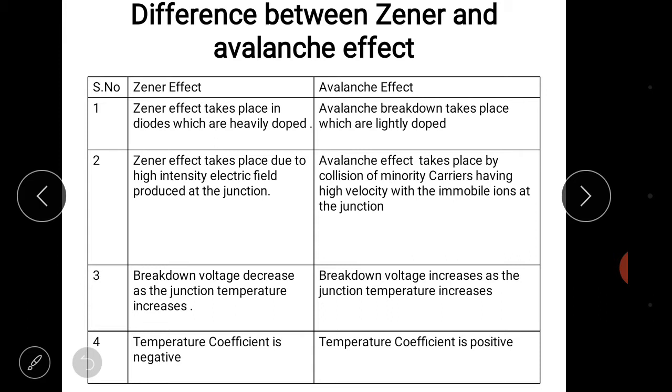Breakdown voltage decreases as the junction temperature increases in case of the Zener effect, but in case of the avalanche effect, breakdown voltage increases as junction temperature increases. That is, the temperature coefficient is negative in case of the Zener effect and the temperature coefficient is positive in case of the avalanche effect.